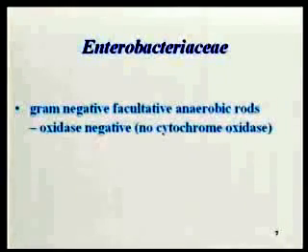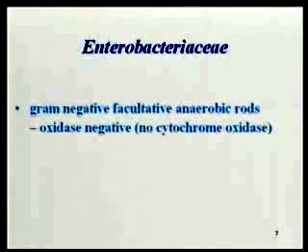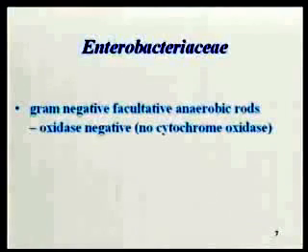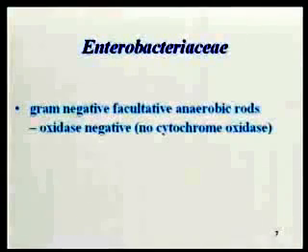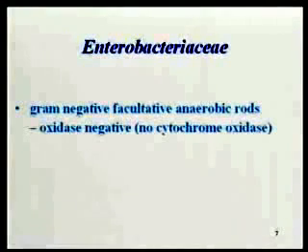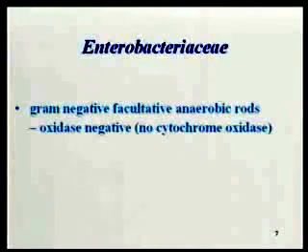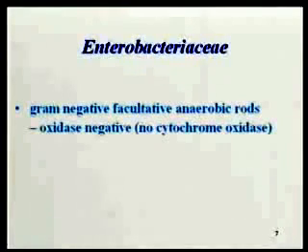These organisms are oxidase negative. That is, there's no cytochrome oxidase, which is part of oxidative phosphorylation. And the reason that's brought up is because it's one way you can often differentiate between the Enterobacteriaceae and things like the Vibrios, or the things that are not members of the Enterobacteriaceae.